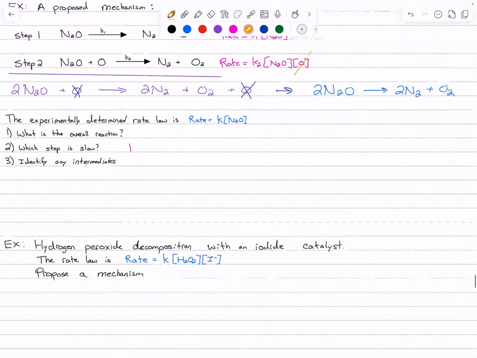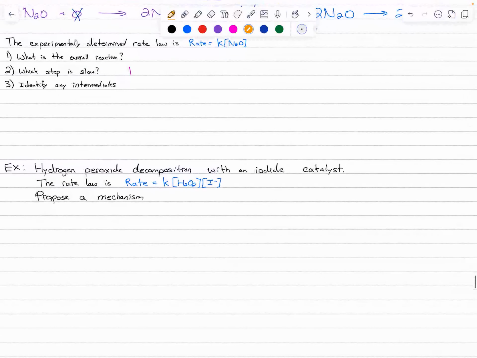Second one, hydrogen peroxide decomposition with an iodide catalyst. The rate law is rate equals k times the concentration of hydrogen peroxide times iodide. Propose a mechanism. So we have two H2O2 going to 2H2O plus O2, and we have a catalyst of I minus. So there's my catalyst.